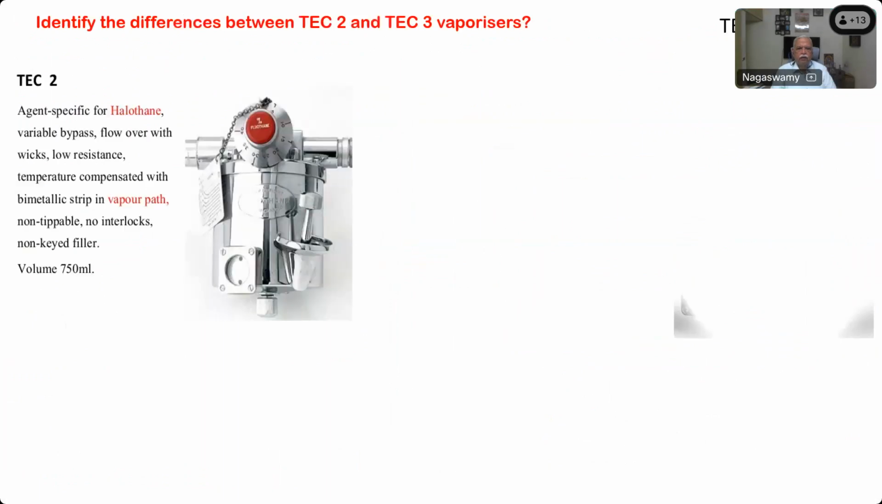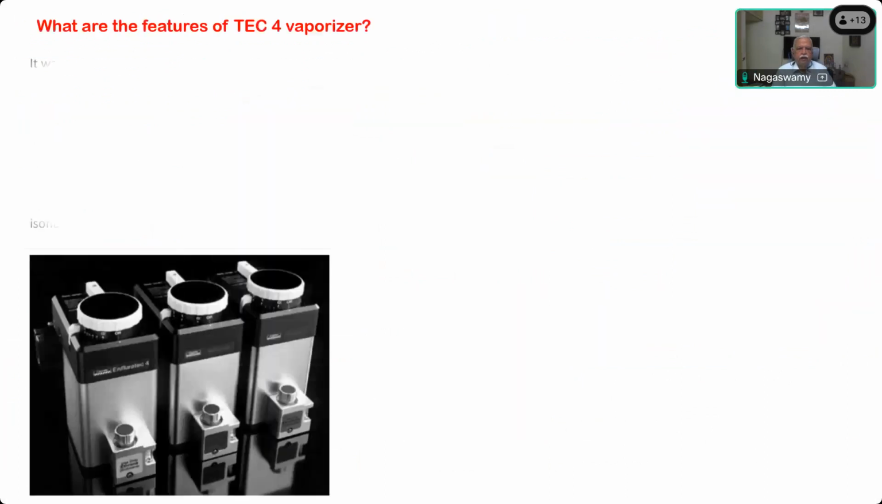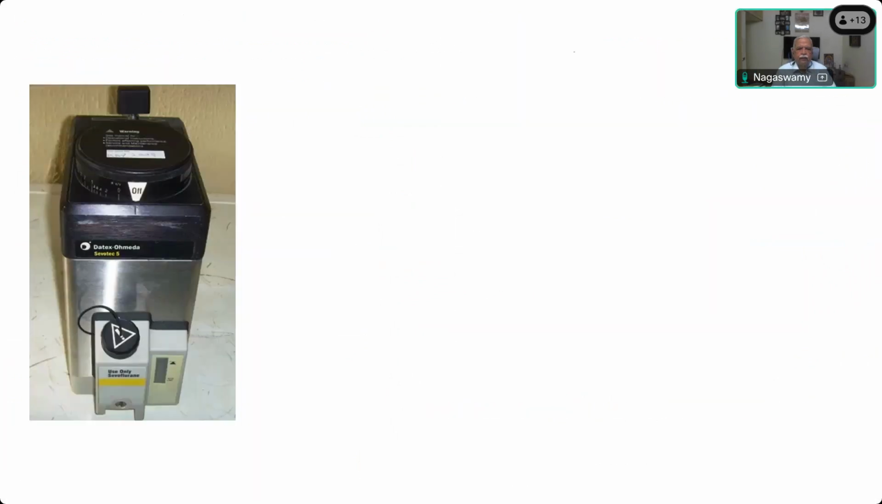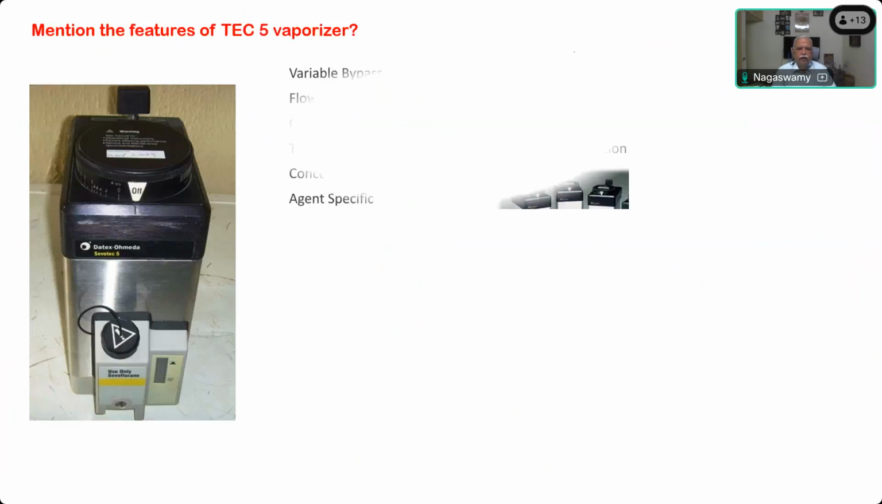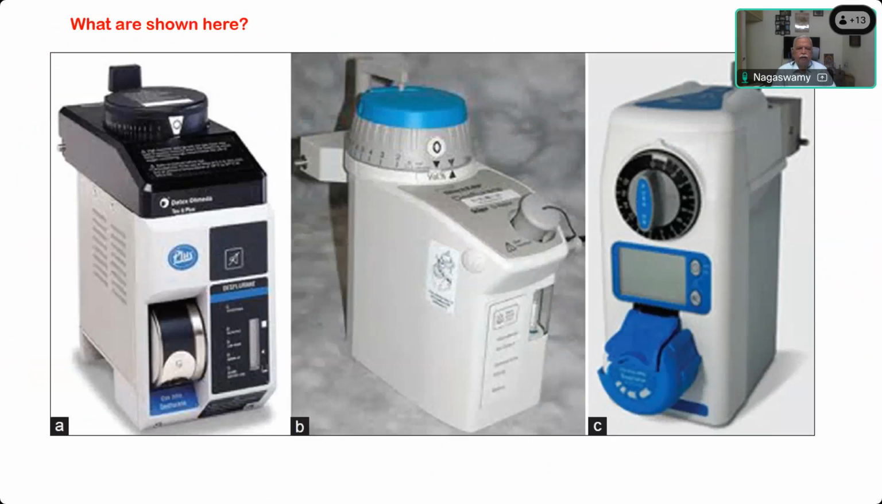Tec 2 and 3 vaporizer differences. Tec 4 is the whole, Tec 5. Sometimes you will be asked what all the changes are that have been made from one vaporizer to another. Then you have to know all these things that you can find in all.